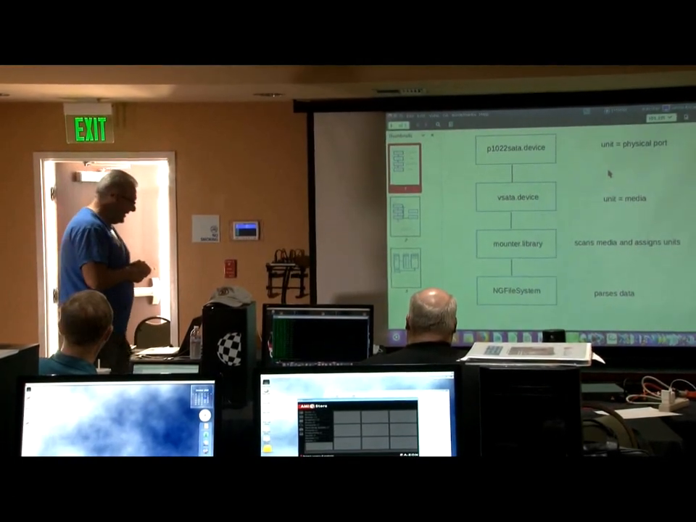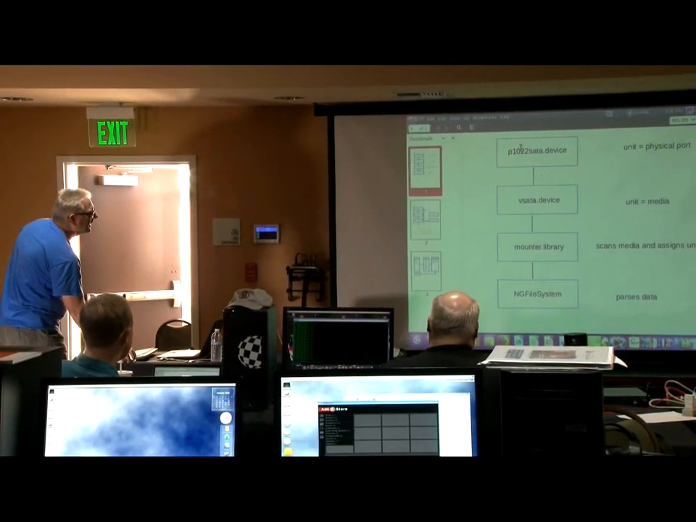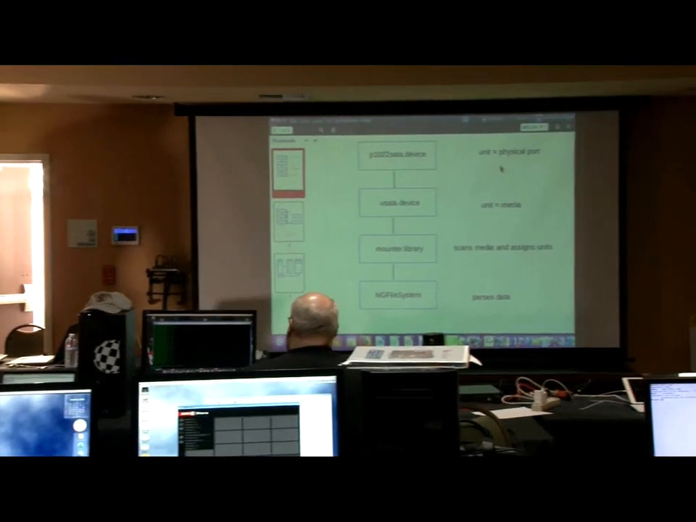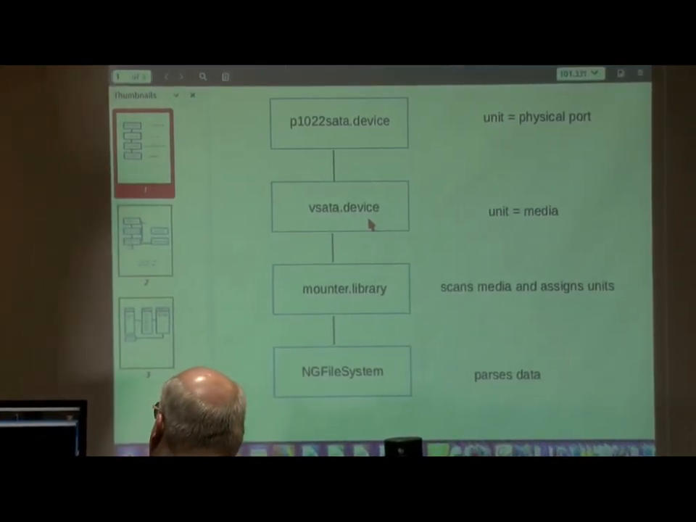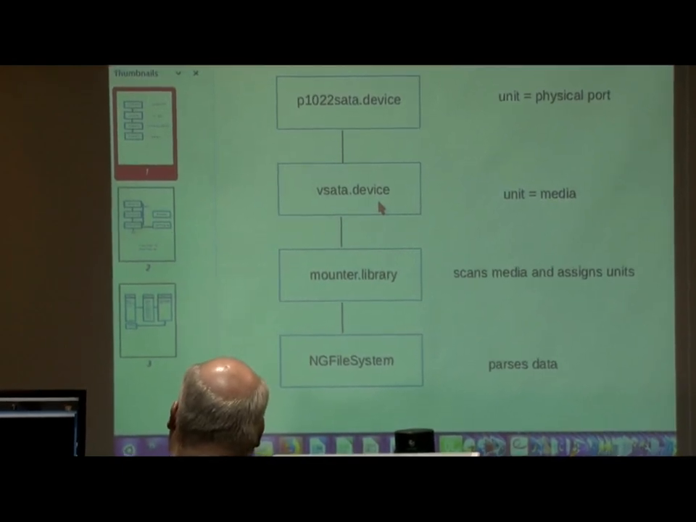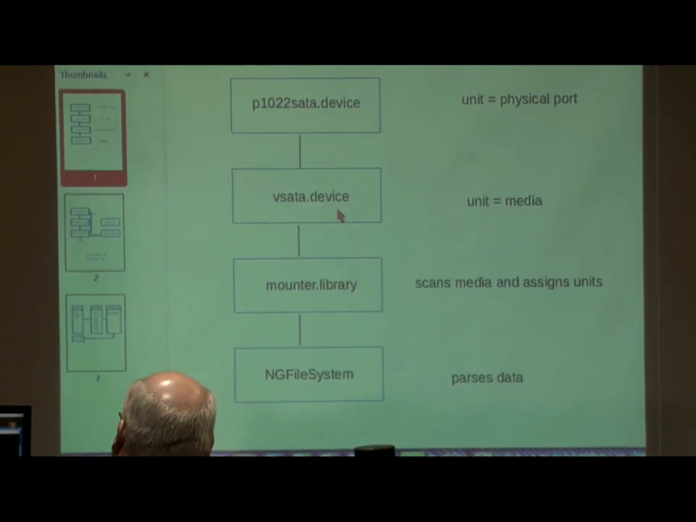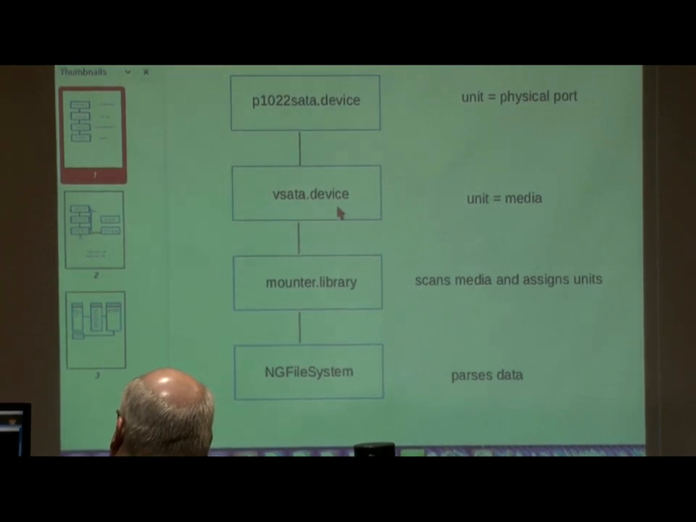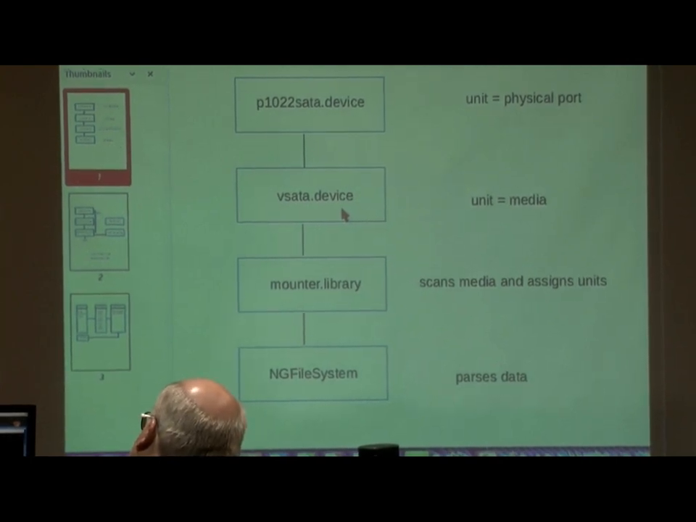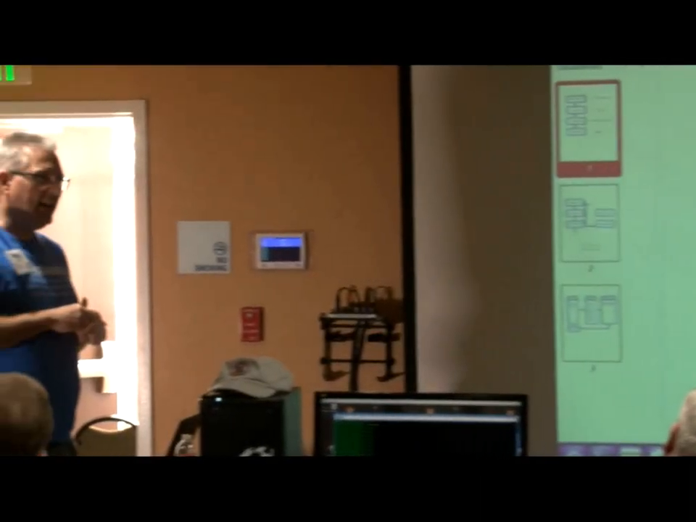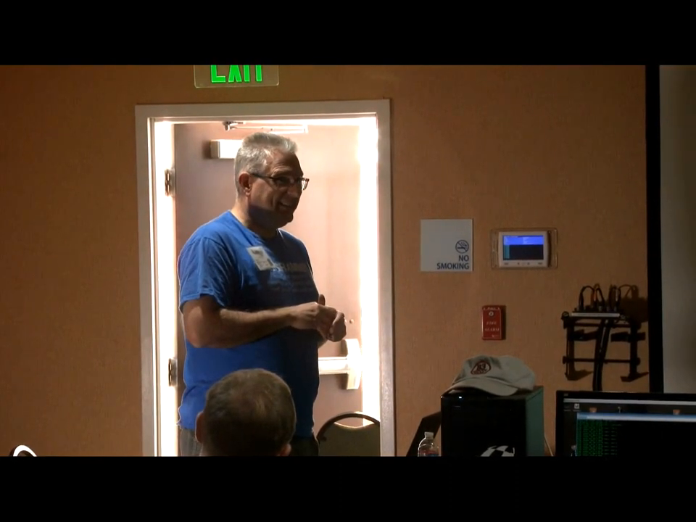And so this represents, let's call it a software entity, right? So I have a SATA device, a driver, where every unit equals a physical port. But I also have something called a vSATA device, which has a unit that equals media. So each unit in my virtual SATA device is a media, which would mean a CD or a disk. Because in the world of SATA, you can plug in and unplug devices at any time, and you can add devices and remove devices at any time. eSATA. Yes, eSATA. That's one example.